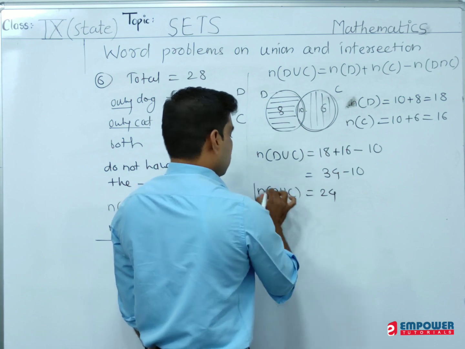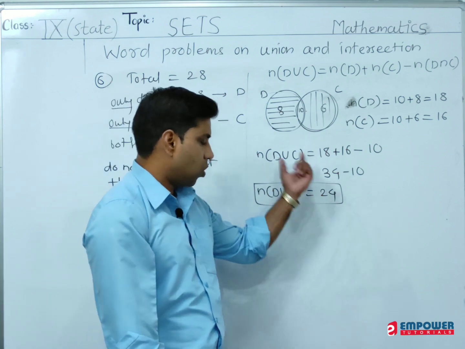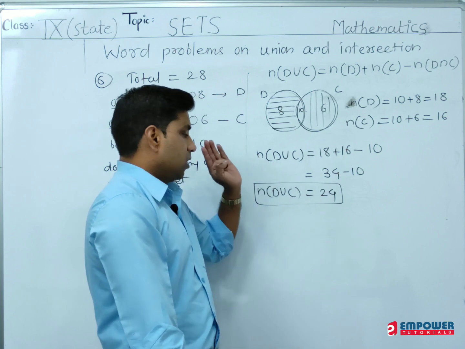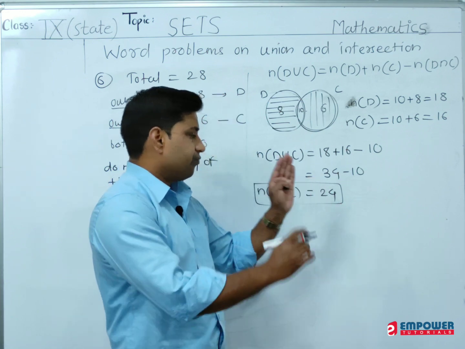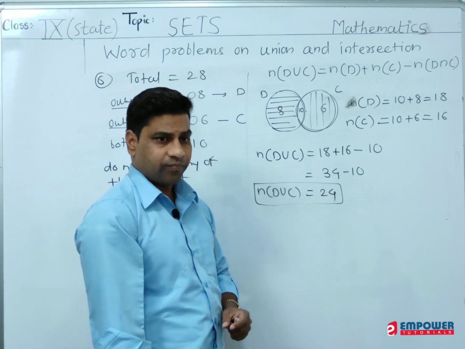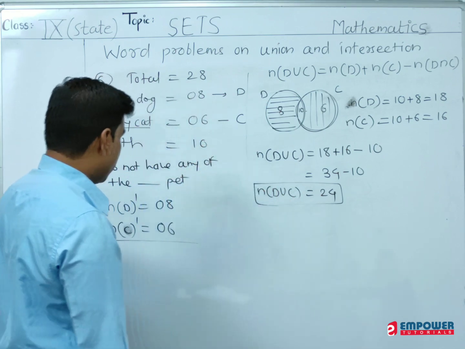24. So what is the meaning of 24, or what does it exactly indicate? It indicates that there are 24 students who have either a dog or a cat as their pet animal, any one of them, either dog or cat. And now what is our main question?